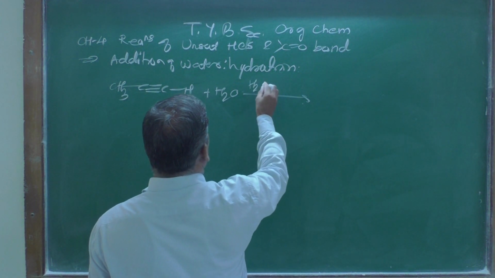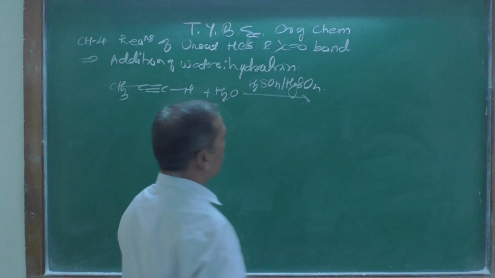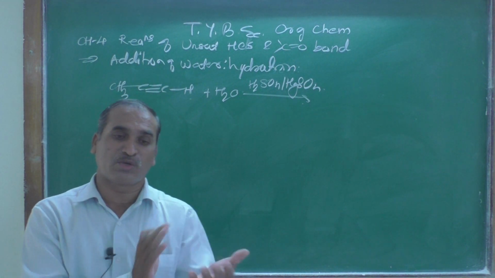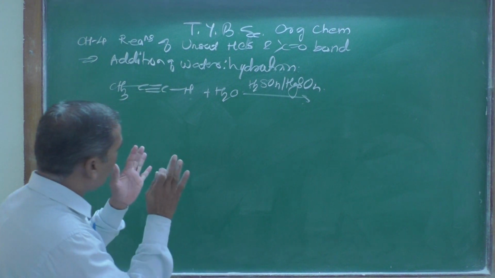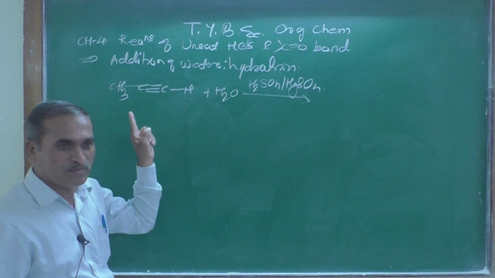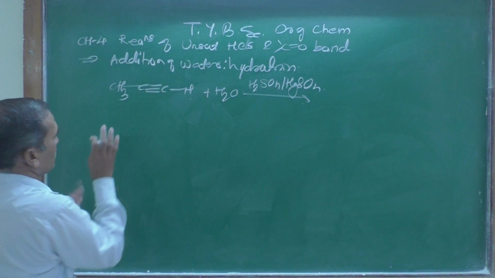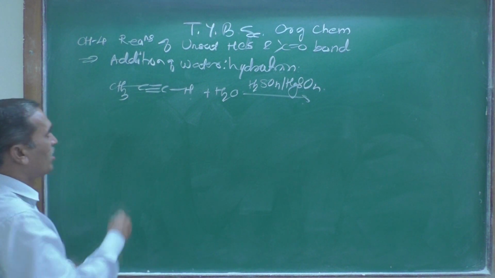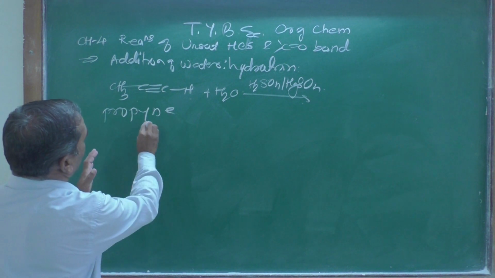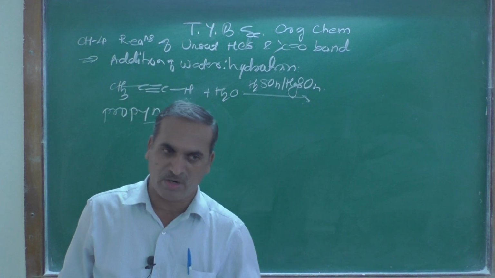Now let us look here: H2SO4, sulfuric acid, in the presence of HgSO4, mercuric sulfate. What product are you going to predict here? Tell me, what is the name of this compound? The name of this starting compound: 1, 2, 3, that is 3 carbon atoms in a straight chain, and therefore propyne. This is the structure of propyne. The suffix yne clearly indicates that a carbon-carbon triple bond is present.